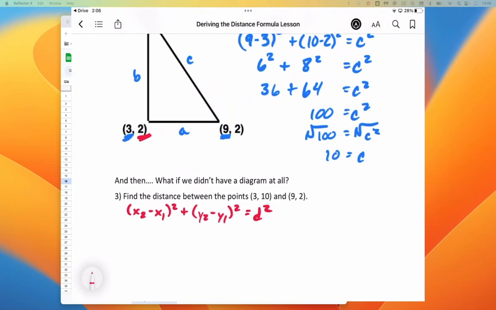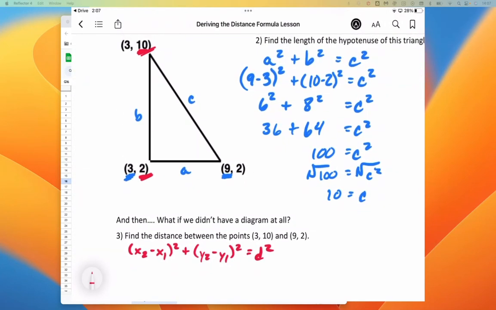Now again, I want to draw attention to how this is very much like the Pythagorean theorem. The x2 minus the x1 is just like saying 9 minus 3 making 6, which is the same as our a squared value.